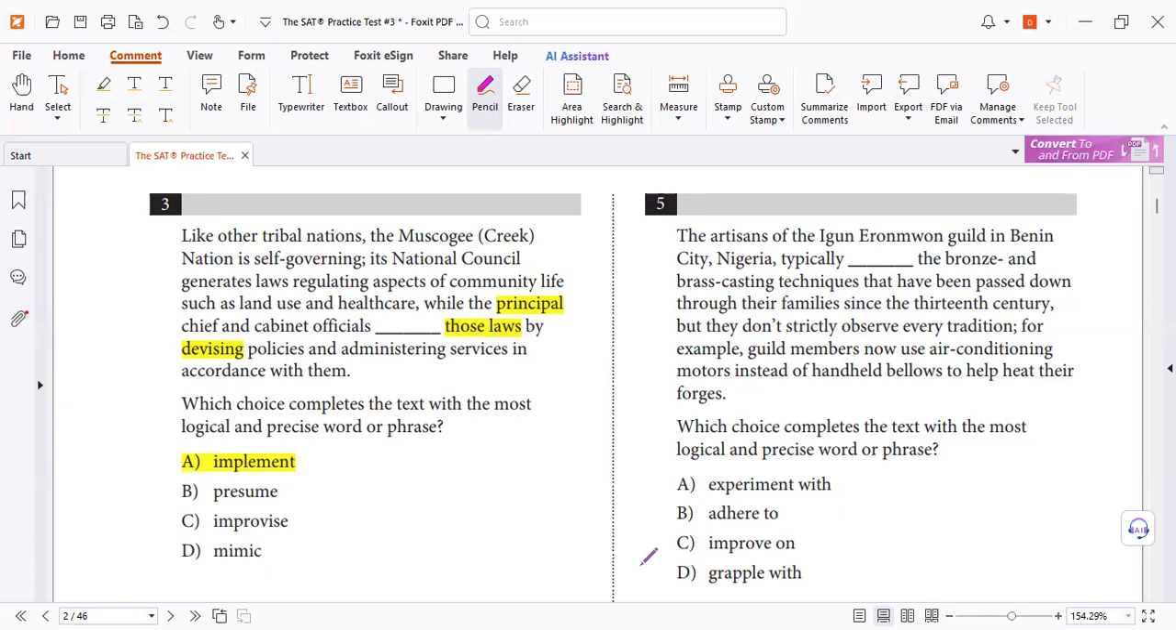Letter B. Letter B, correct. That's right. As you know, adhere means to stick to, to follow the rules of something. Correct.